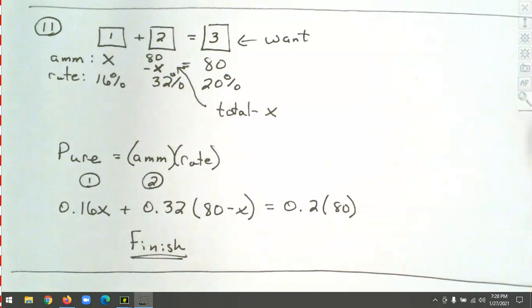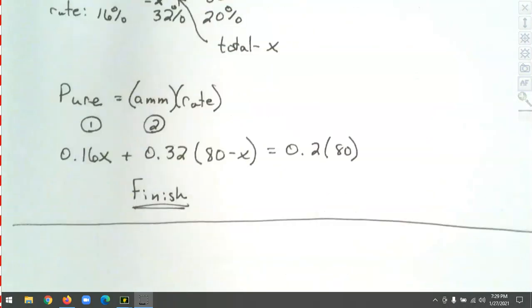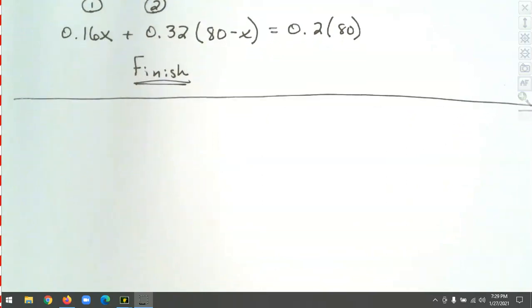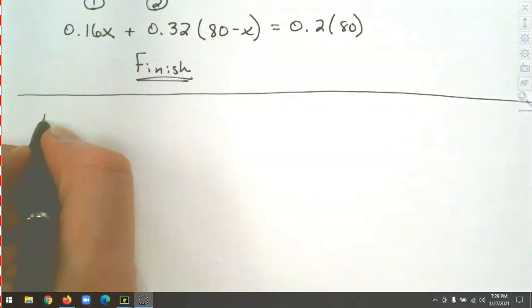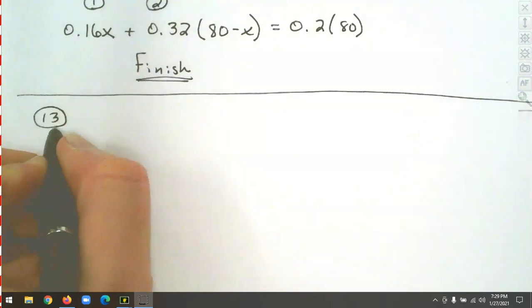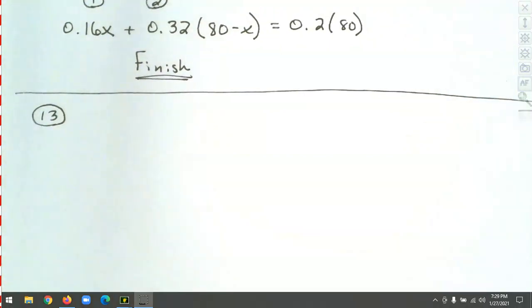The last question before we take a break is question 13. And question 13 is a distance problem. We have to be careful with distance problems because we have to know if it's addition, subtraction, or if they equal each other. We're going to have to draw arrows and see what happens.